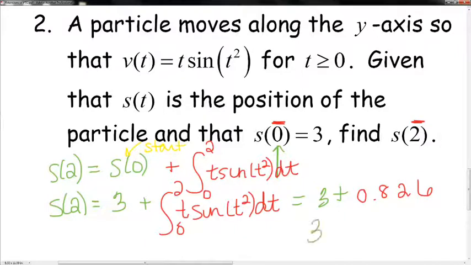And so my final position at s of 2, so this was my starting position. I moved, this is my total movement between 0 and 2. And so 0.826, and so now my current position at s of 2 is 3.826.